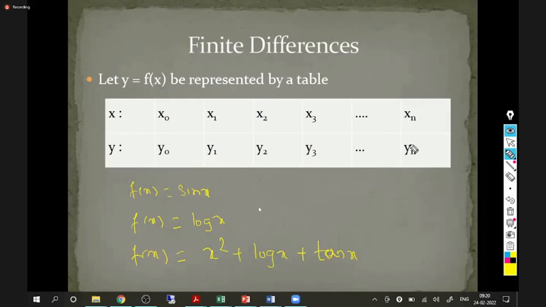say x0, y0, x1, y1, x2, y2, x3, y3, and xn, yn. We don't know what that function is. We don't know what f(x) is. But we have some values. How to decide that function? Suppose I am given some values: x is 1, y is 1, x is 2, y is 4. Now, can anyone tell me what should be the function which satisfies these values?